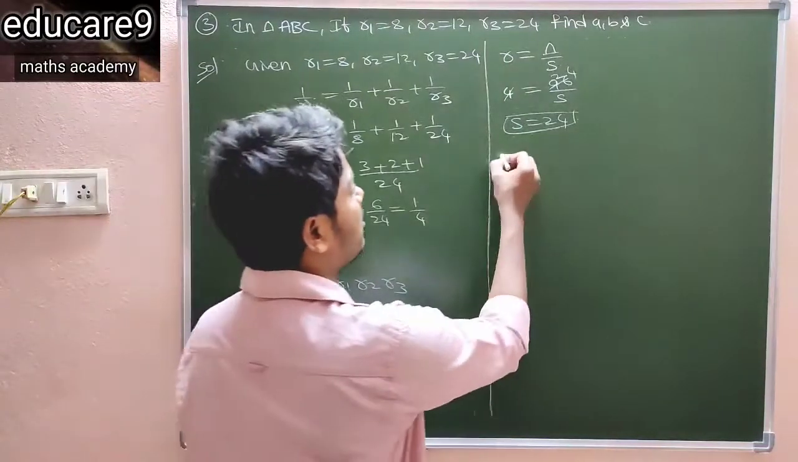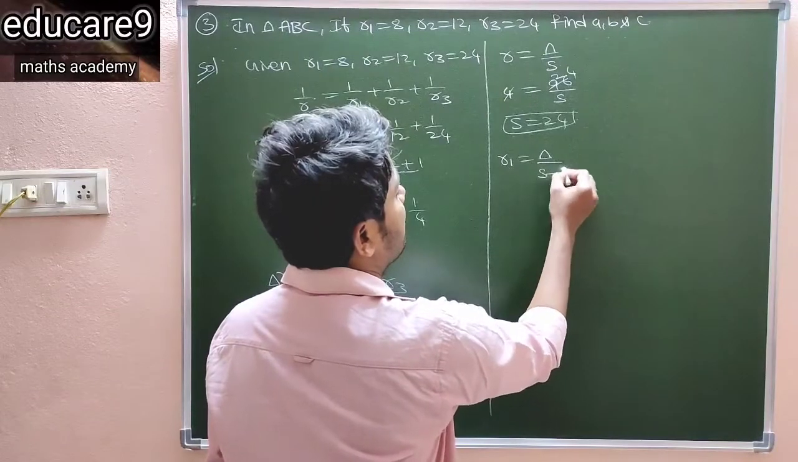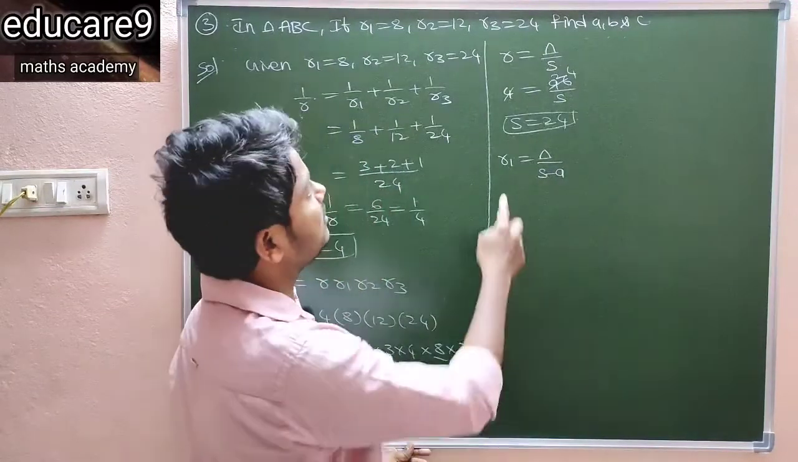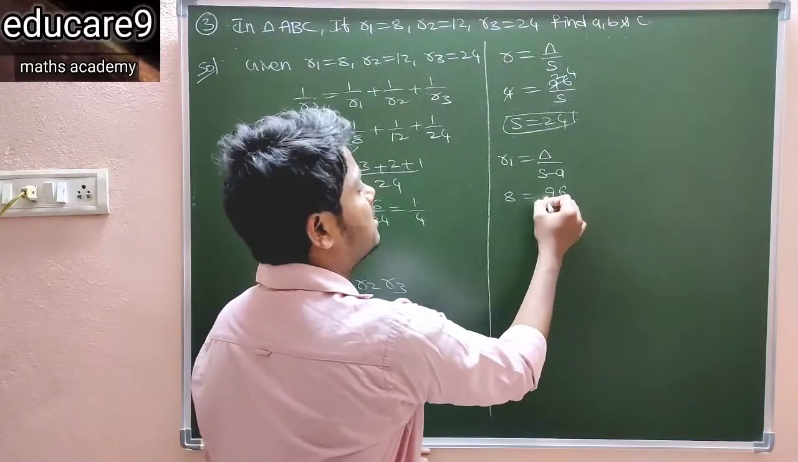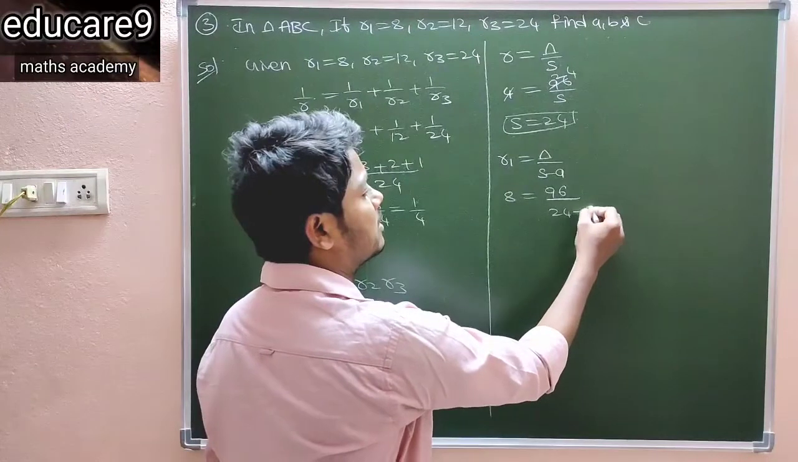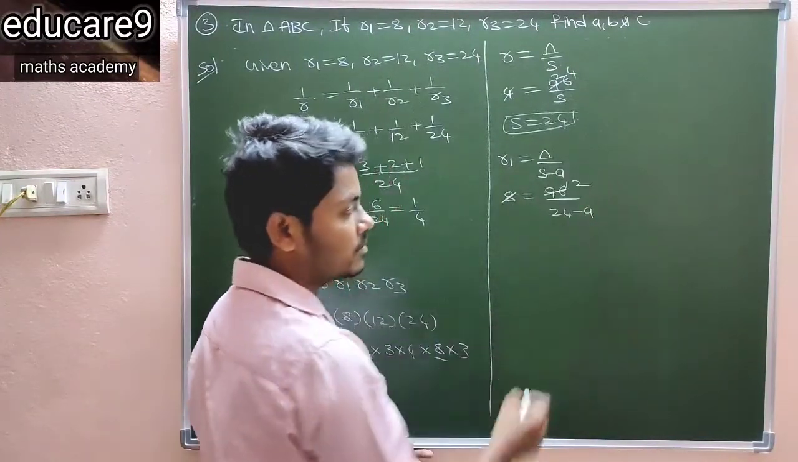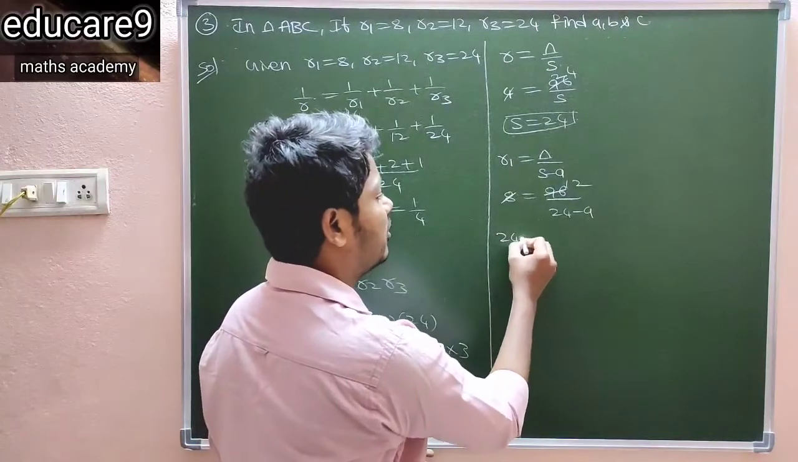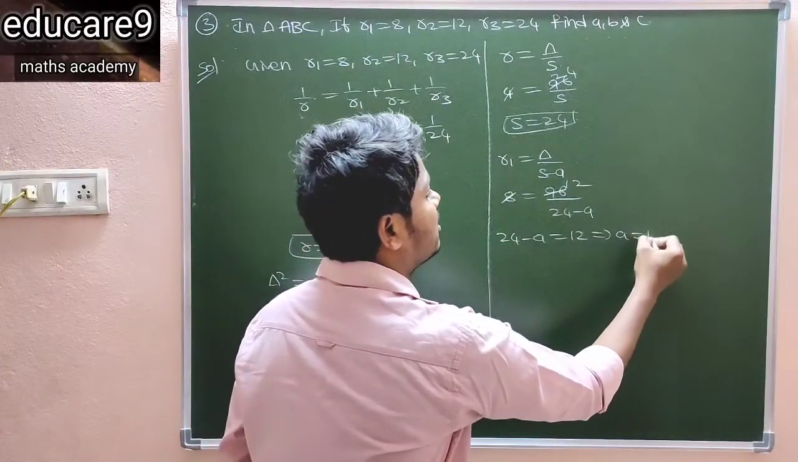So see here, R1 is equal to what? Delta by S minus A. R1 value 8, delta 96, S minus A, 24 minus A. So 8 into 12 is 96. So clearly 24 minus A is equal to 12. From this A value is 12.